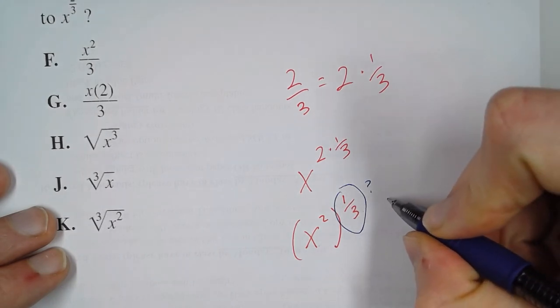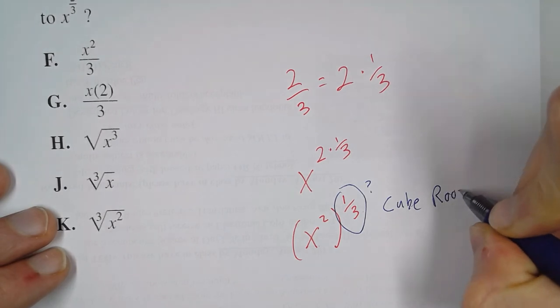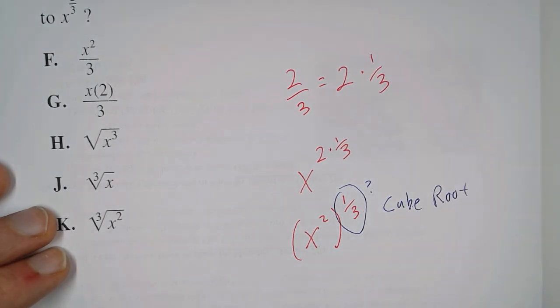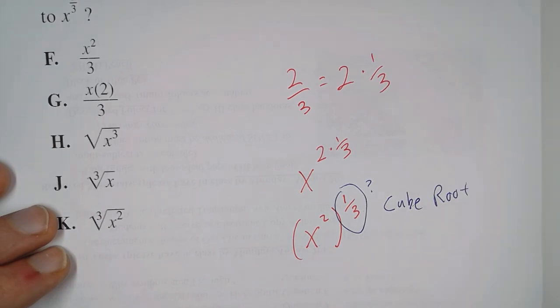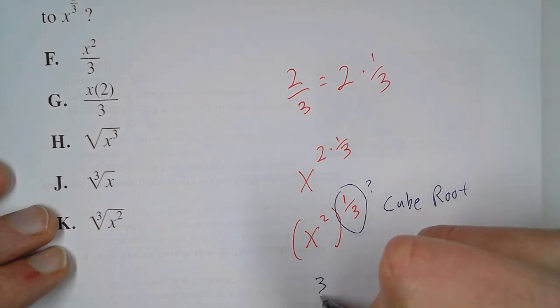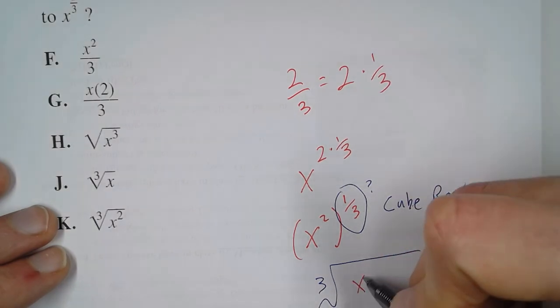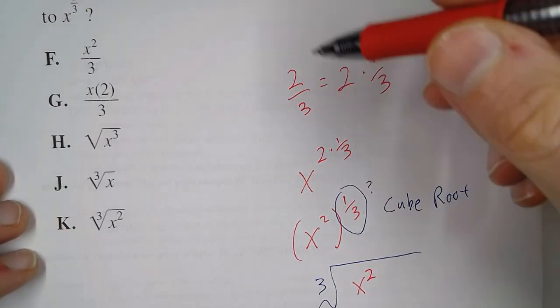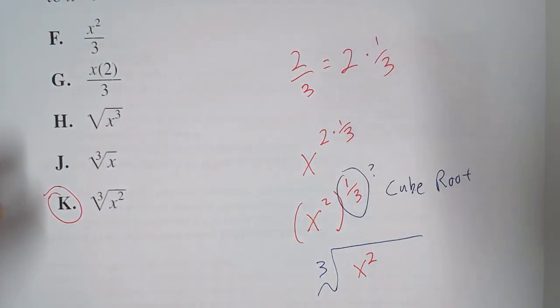What it means is it means the cube root. And so what you can do is you can say, well, wait a minute, this is the cube root of whatever is inside. So that means we're taking the cube root of x squared. And so that gives us an answer of K.